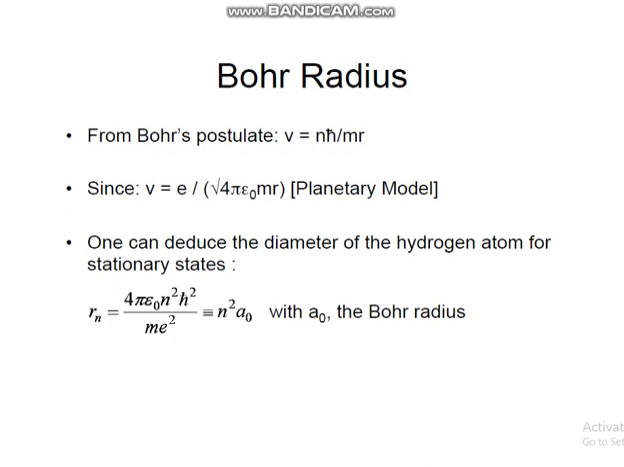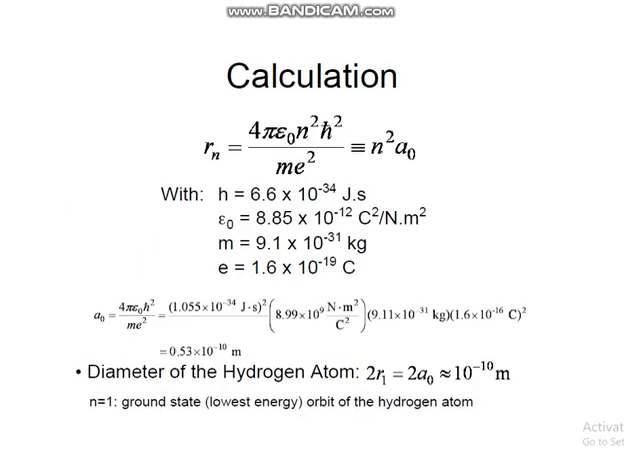h is Planck's constant, and since v equals e by root under 4 pi epsilon naught m r, which is given from the planetary model, we can deduce the radius of the hydrogen atom in the stationary state, that is r_n equals 4 pi epsilon naught n squared h squared by 4 pi squared m e squared, that is n squared a naught, where a naught is the Bohr radius. Again, r_n is given by 4 pi epsilon naught n squared h squared by m e squared, and it is given by n squared a naught, the Bohr radius.